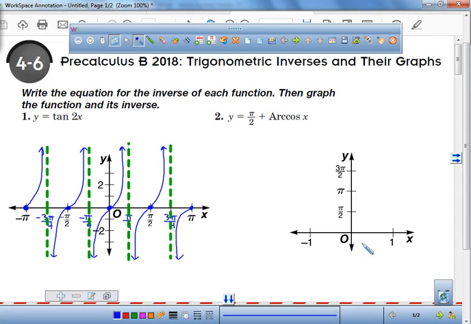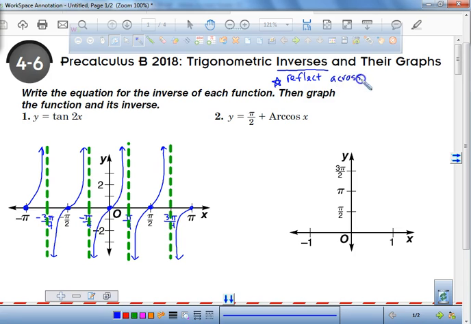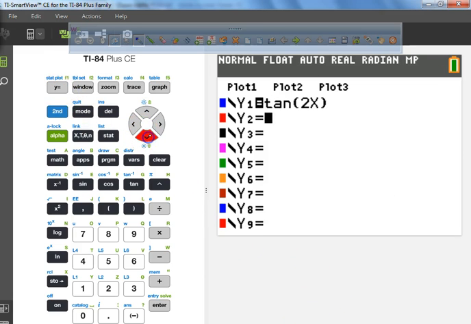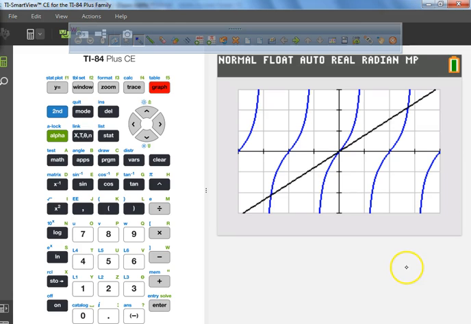Now, I want you guys to understand, whenever you are graphing inverses, okay, the key thing you want to make sure you understand is inverses and their functions always reflect across y equals x. Inverses and their functions always reflect across y equals x. So here's what I want you to do. Go to the calculator. Hit y equals. Go down to y3, type in x, and hit graph.